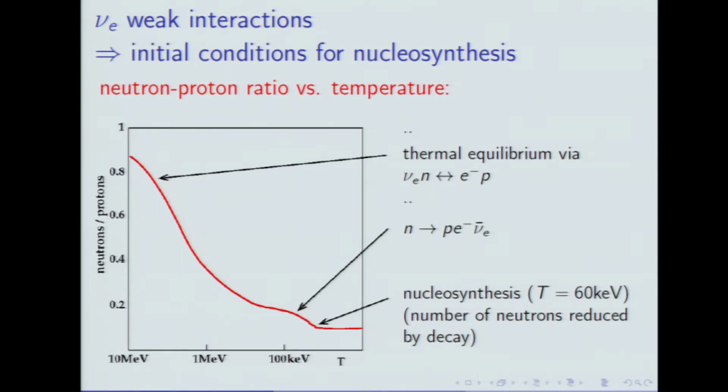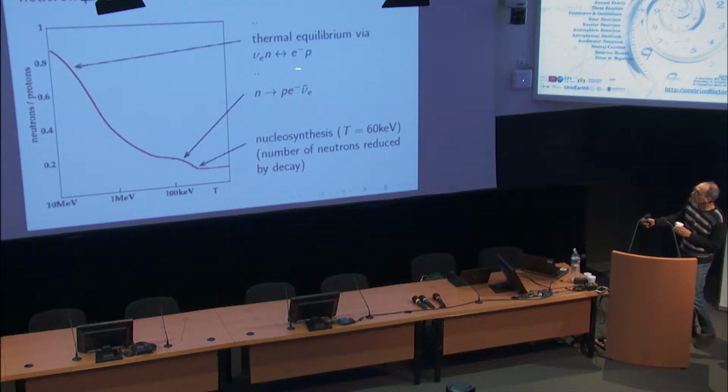Then at this point here, the interactions stop because the density is not sufficient to make this interaction effective, but they still have free decay, so the neutrons now decay, like that. Then at about 60 keV, the reaction rates are such that you can now form deuterium, and so you have nucleosynthesis. Since now the neutrons are trapped in nuclei, they're fixed here.